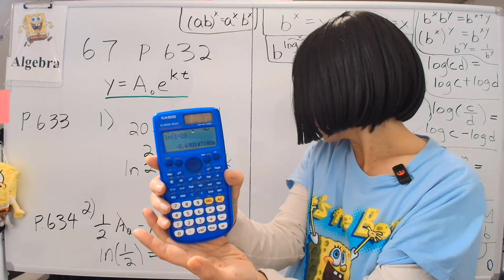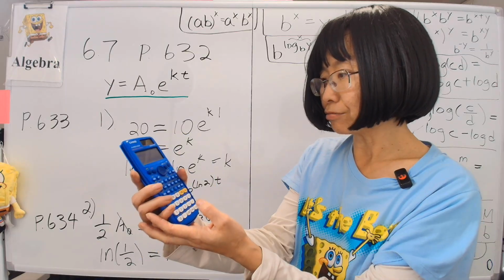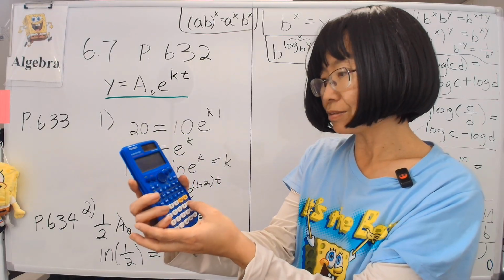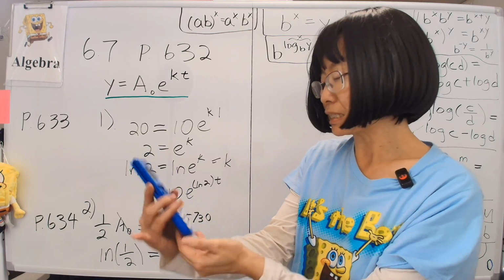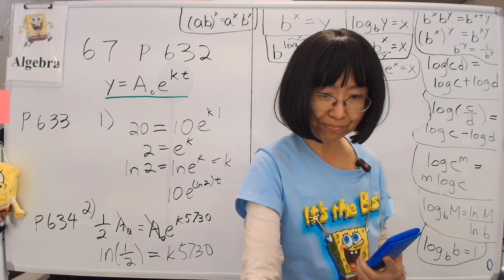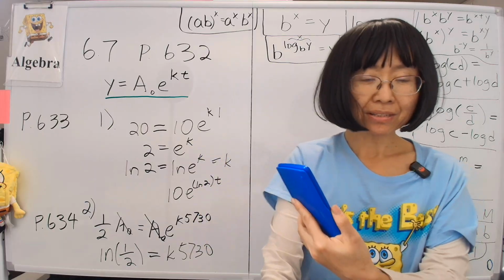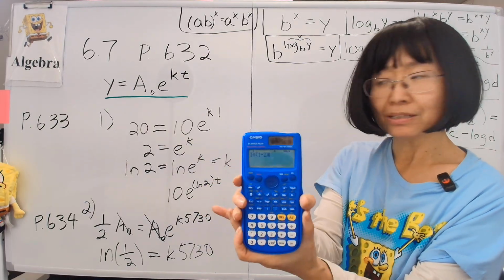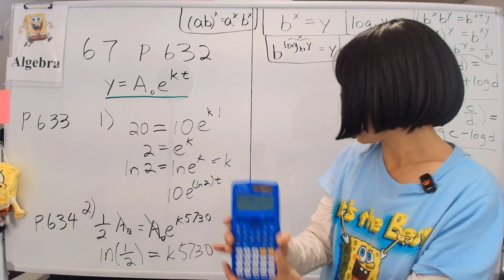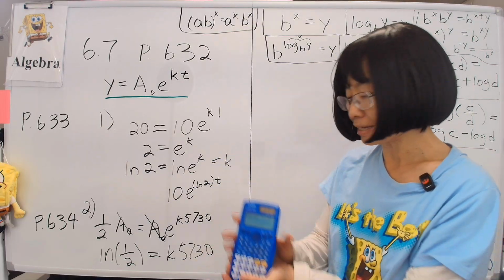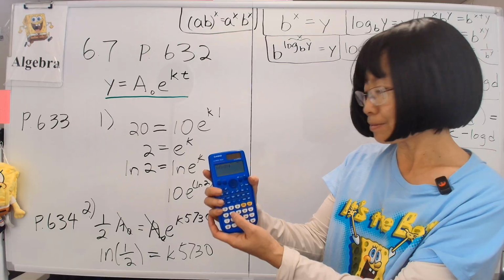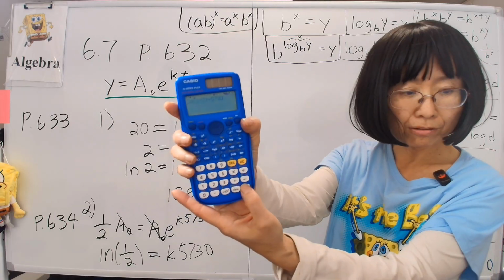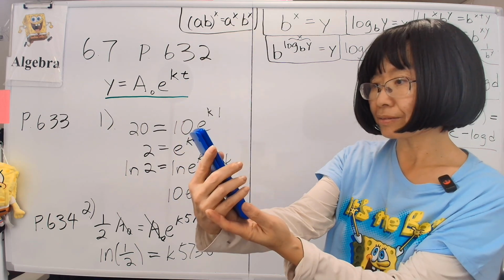equals. No, sorry, not equals. Go back. Let's see, divided. I forgot to do divided. Now I lost it. Let me erase this. Okay, I got it. So we have back to natural log 1 divided by 2, and then I just need to divide by this number right here, and that'll give me k. So divided by 5730, that equals something.